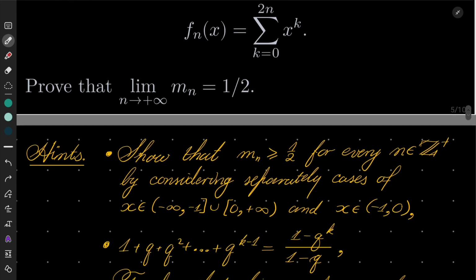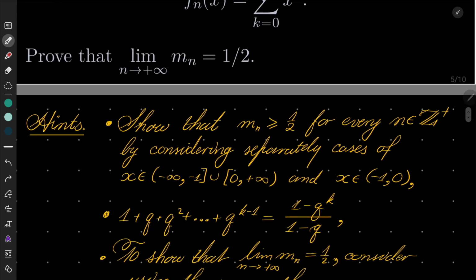First, show that for every positive integer n, this minimum is always greater than or equal to 1/2 by considering separately cases where x is from -infinity to -1 or from 0 to +infinity, and consider separately cases where x is from -1 to 0. Making the graph of the first few functions might be very useful.